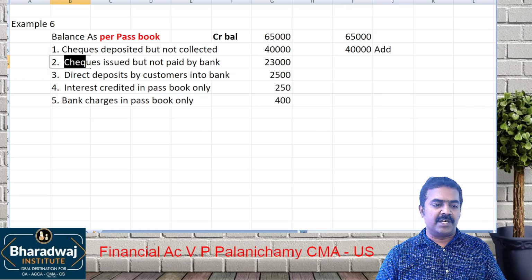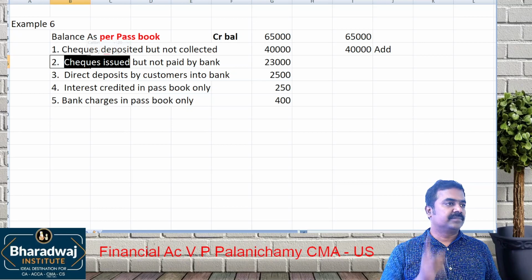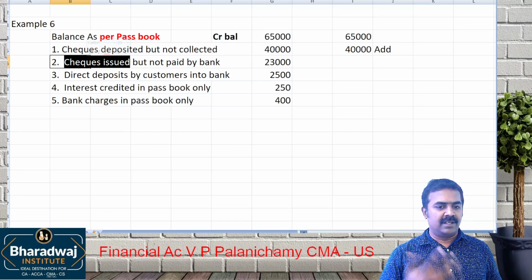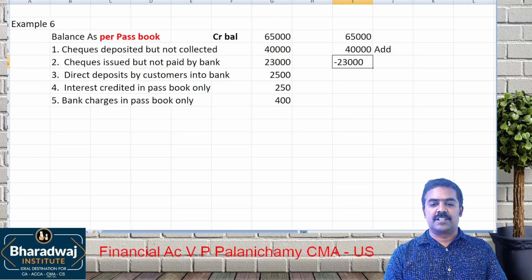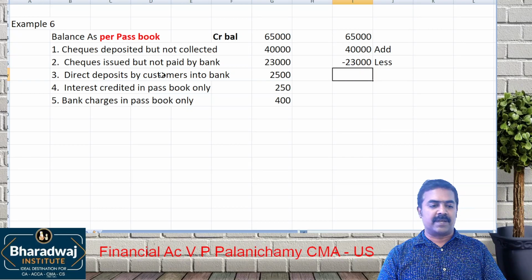Checks issued. While issuing the check, what would the customer have done? He would have reduced. Have we reduced? No. So, reduce it now. Adjust according to the customer. Customer has reduced, let us also reduce it so that we'll get the customer's balance.